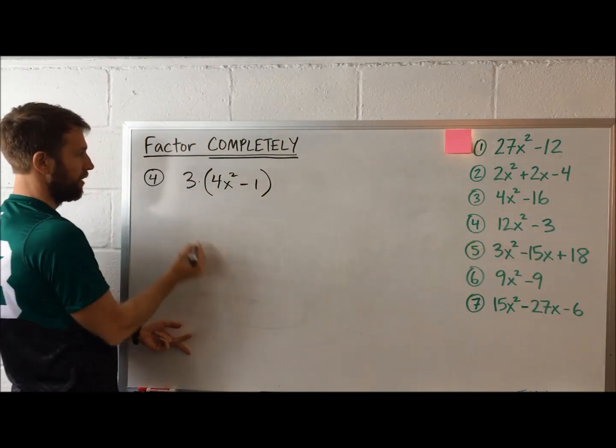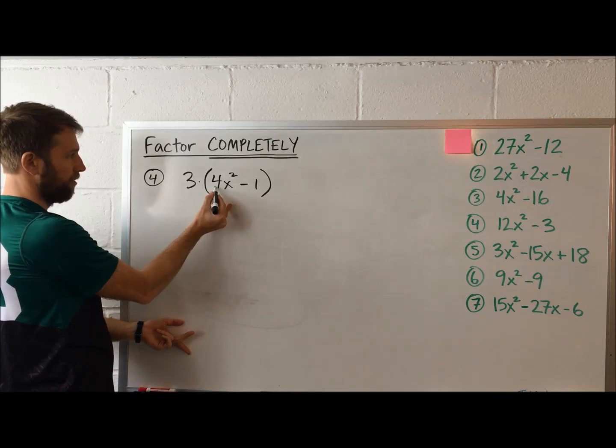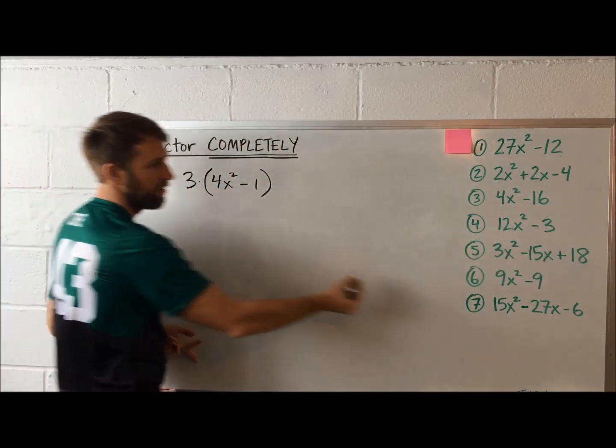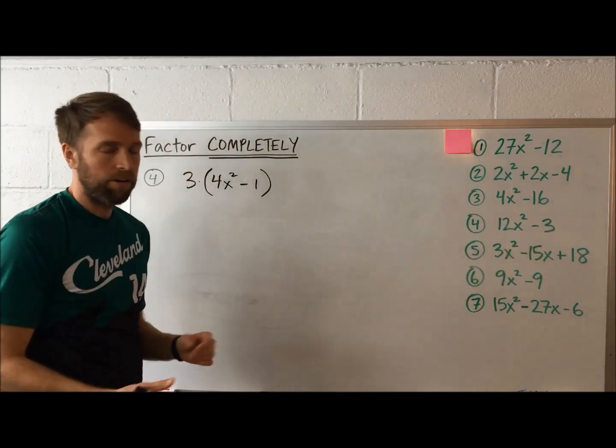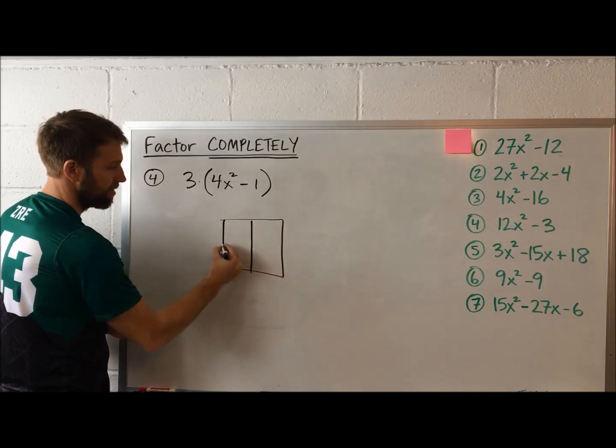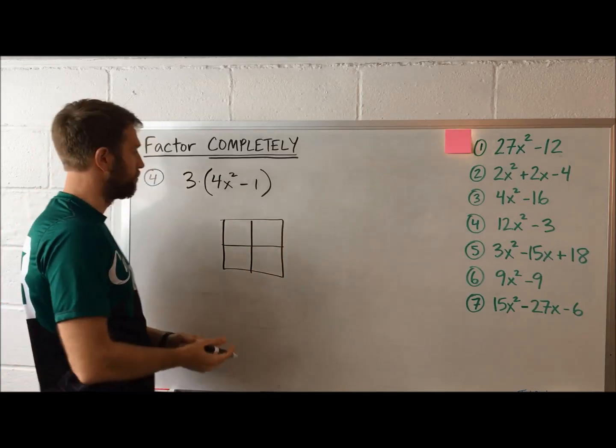That would be a negative 1. So 3 times 4 is 12x squared. There it is. 3 times negative 1 is negative 3. We have our original problem. It's just going to make the factor boxes easier to do. I'm just trying to make your life easier for you today.